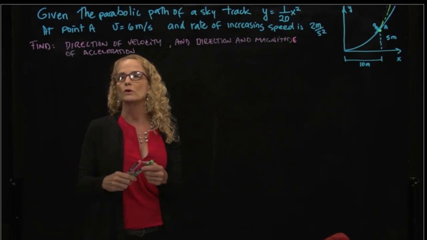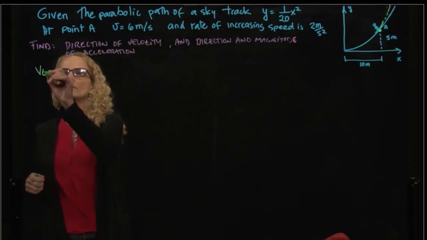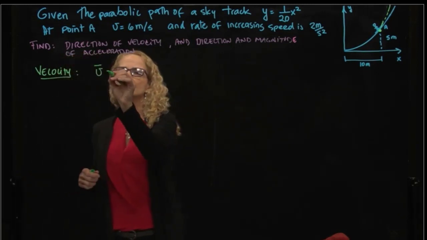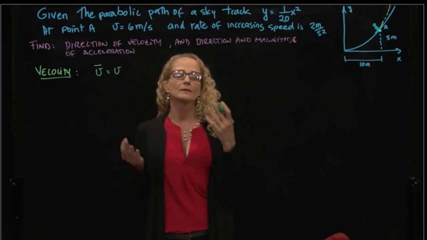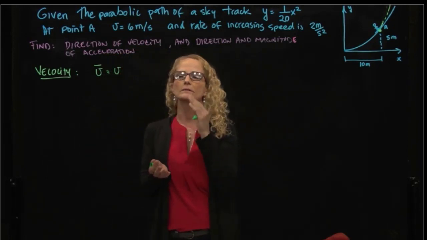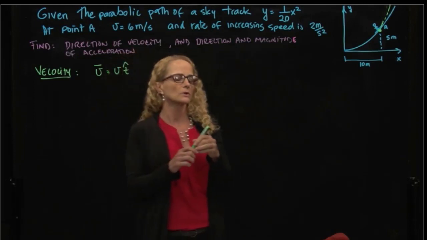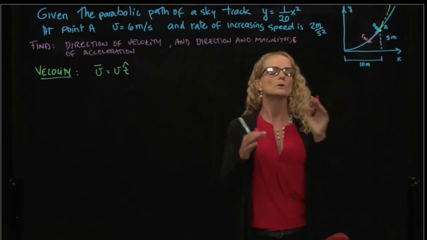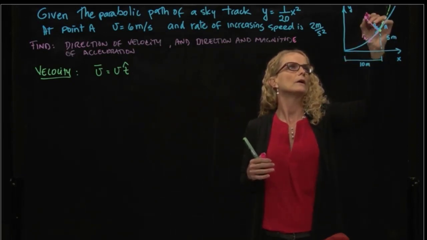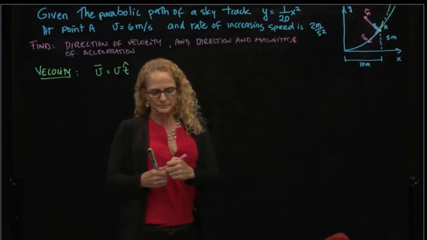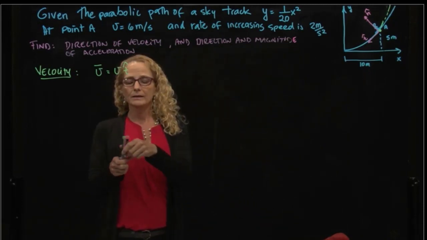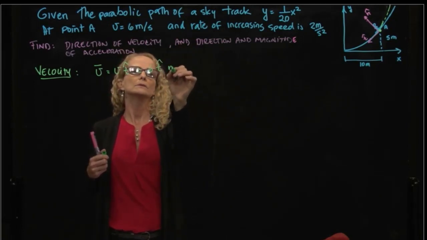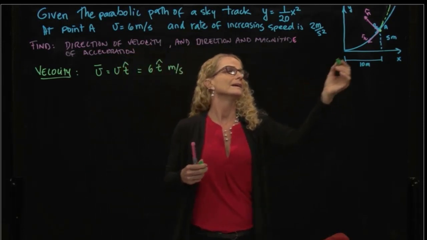Let's find first the velocity. So we know that the velocity as a vector is the magnitude of the velocity times the direction. What is the direction of the velocity? We know that the velocity is tangent to the trajectory. So we can draw our tangent vector, and we have a normal vector as well. And we actually are given the magnitude. The magnitude is 6 meters per second. So what we need to find is the direction.